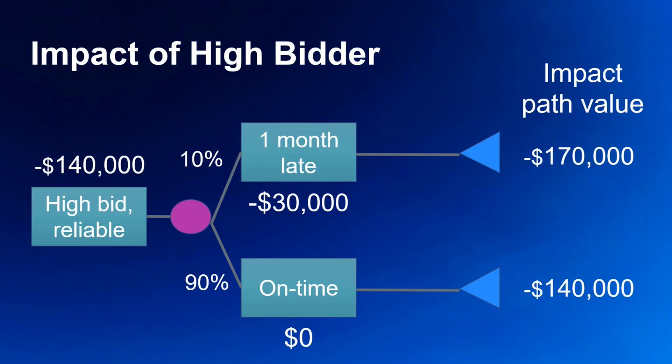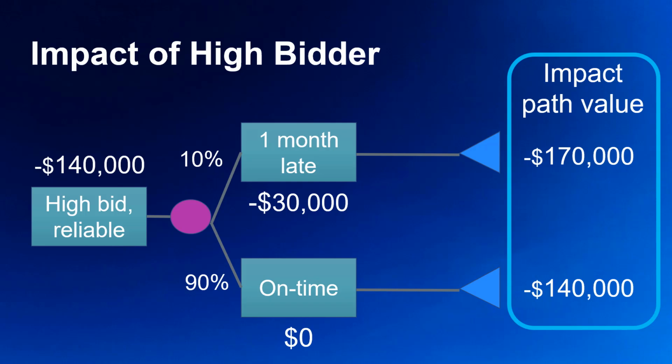And here we go. We now see the impact value on the right-hand side for both branches of our high bidder, minus 170 at the top, minus 140 at the bottom. And if you look at the numbers from left to right, you can pretty much just add them up. We have minus 140 plus minus 30 at the top. That gives us the minus 170. And for the bottom, we have minus 140 plus 0. That's still minus 140.